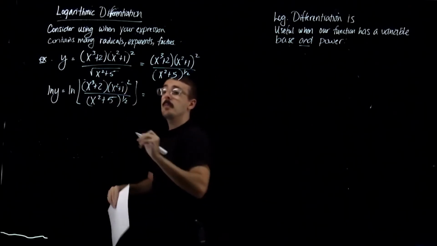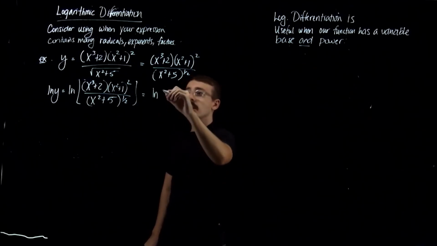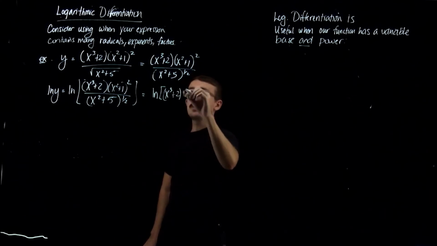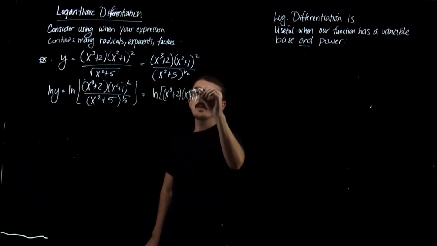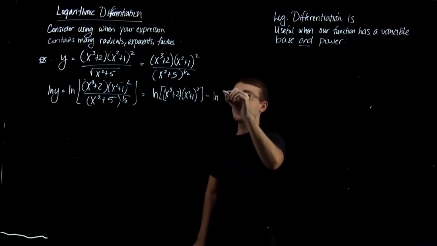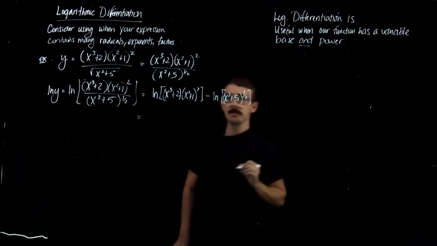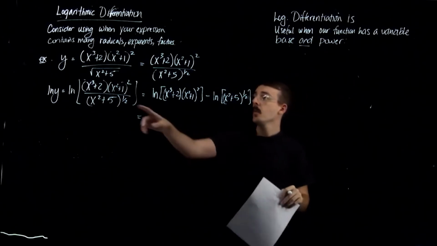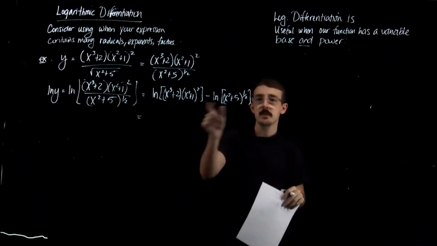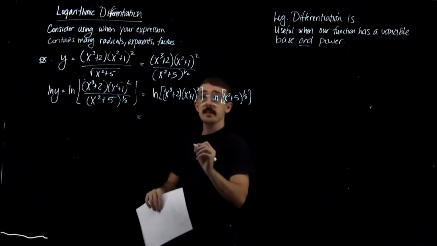So remember, if you have the log of something divided by something, then this is the log of the numerator. So log x cubed plus 2, x squared plus 1 squared, minus the log of the denominator, which is log x squared plus 5 to the 1/2 power. So that's using a log property to break this up into a subtraction. However, I can continue.